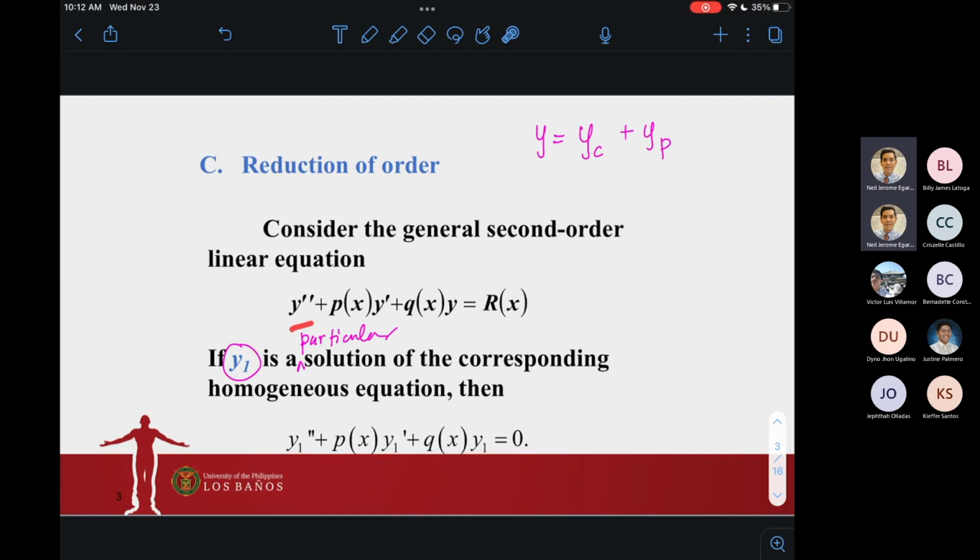When I replace the y's with y sub 1, we'll get 0 as the simplified form, because y sub 1 is a particular solution of the homogeneous equation. But why do I want to have a y sub 1? Well, we will see here that after the substitution, the y term will disappear. You'll see later why I want the y term to vanish.